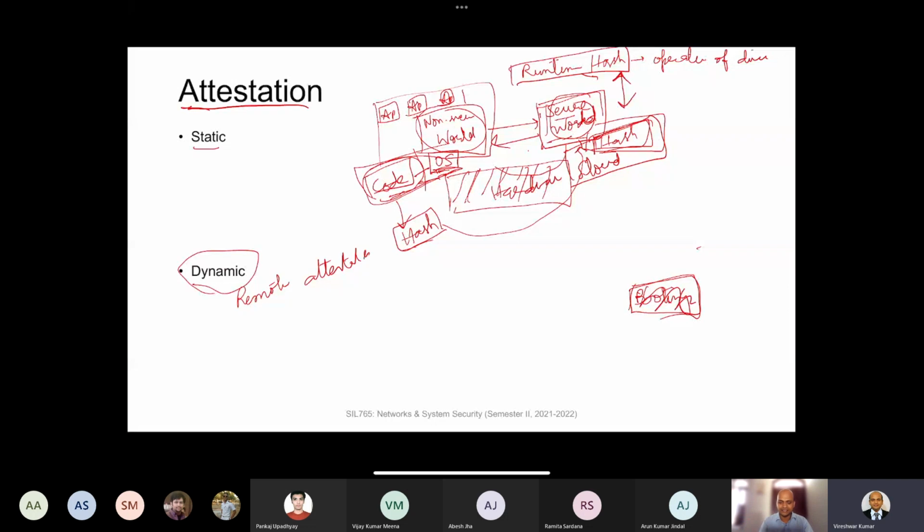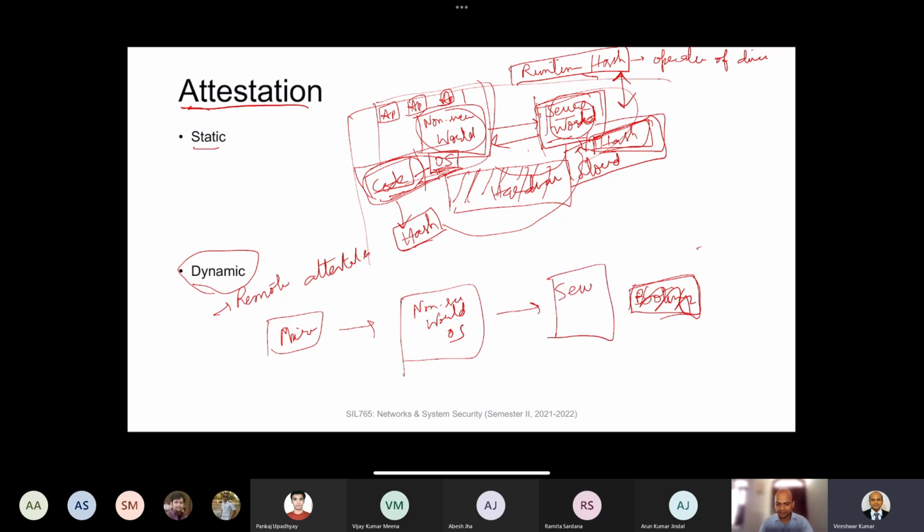So let me just give you one example of remote attestation, how it could be done. Let's say we have Microsoft here, and it has this Windows platform, and then we have this non-secure world and the secure world. Microsoft sends updates to this non-secure world OS, and this whole system has the secure OS as well.